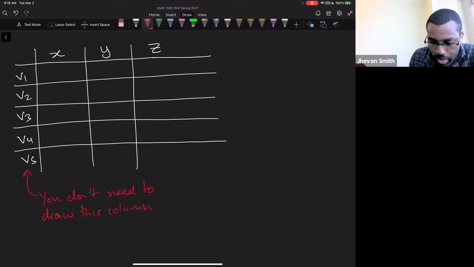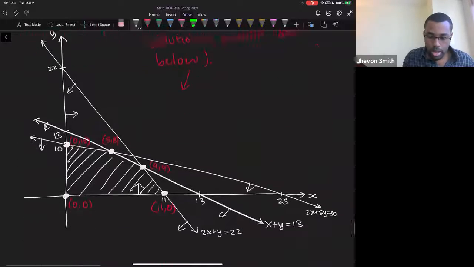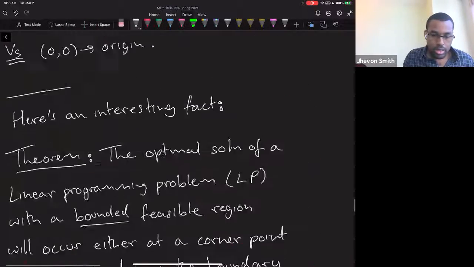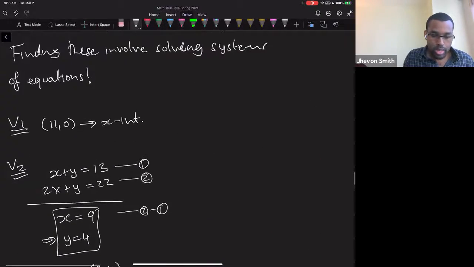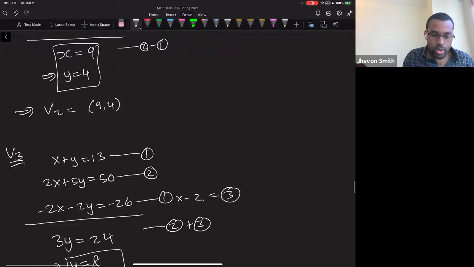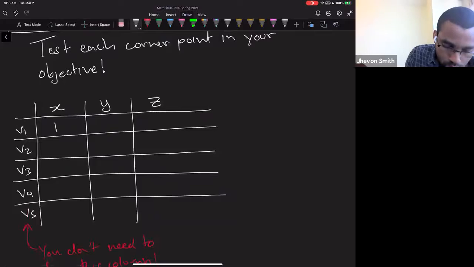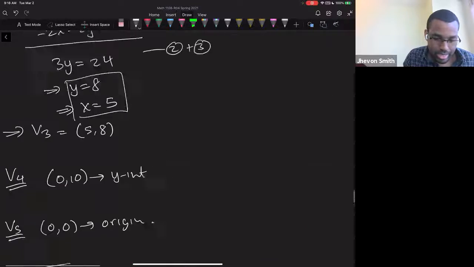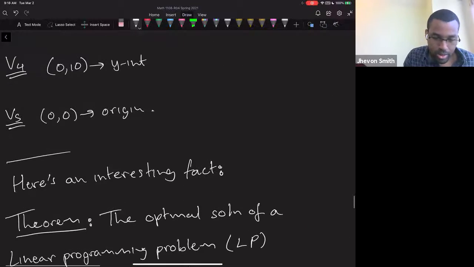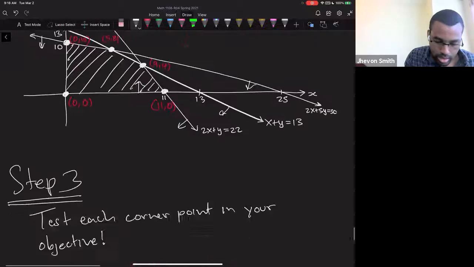But when showing your work, I expect to see all the other columns. Okay, so we're just going to now fill them in. So what are all my columns? My V1 is 11, 0. V2 is 9, 4. V3, 5, 8. All right, V4, 0, 0.